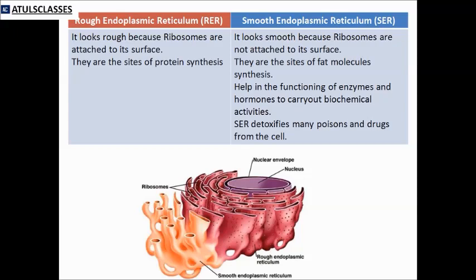SERs are the sites of fat molecule synthesis, and they help in the functioning of enzymes and hormonal activities. Its most important function is to detoxify many poisons and drugs from the cell. So it is a defense line system also.